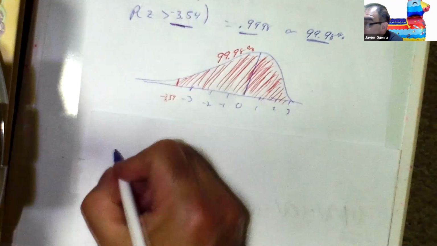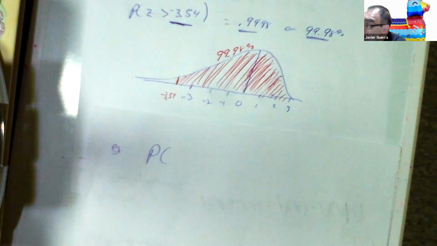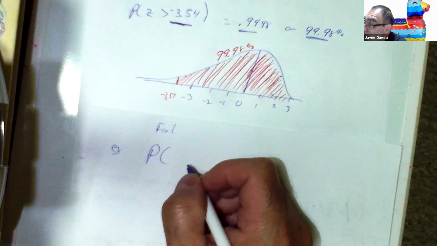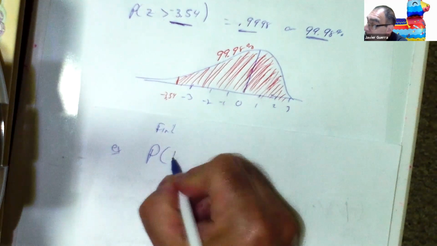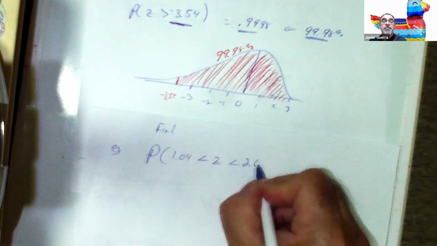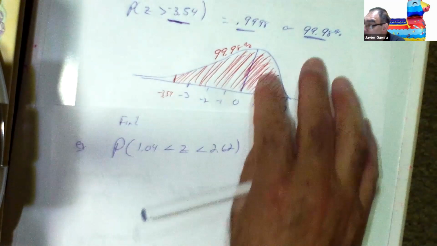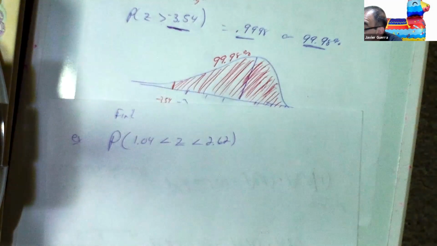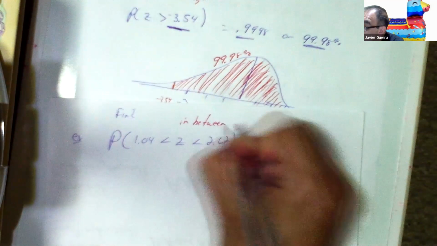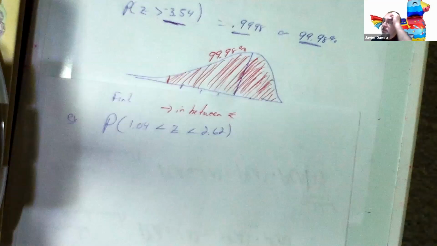Okay. So this is what an in-between looks like. So you're going to have a probability. Find the probability of 1.04 less than z less than 2.62. All right, this one is in between. I'm going to put it on here. In between. I should put arrows. There you go. That looks nice. In between.